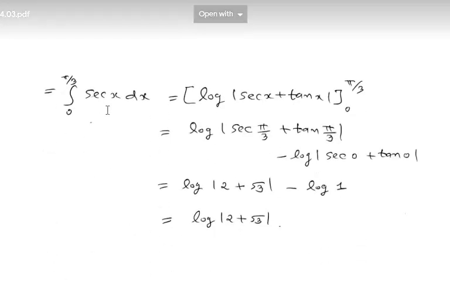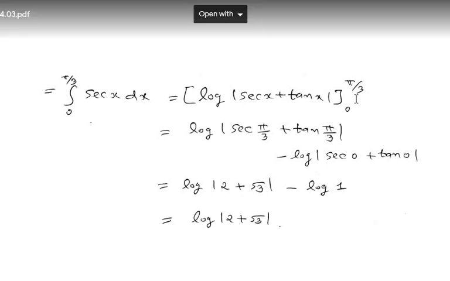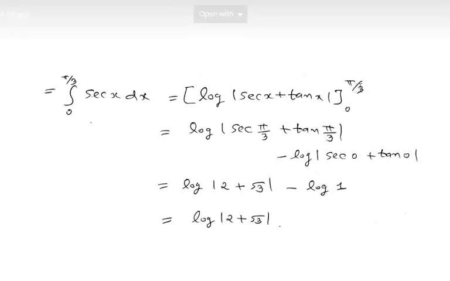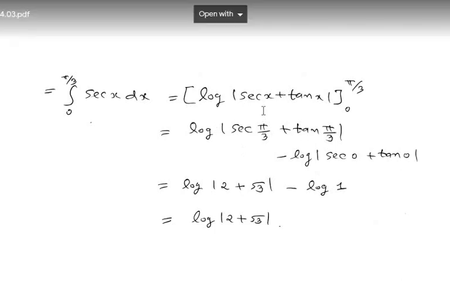Now integration of sec x, we have a formula for that: log of mod of sec x plus tan x, and the limit is from 0 to pi by 3. First of all put the upper limit, that is pi by 3, and then the lower limit, that is 0. So it will become logarithm of modulus of sec pi by 3 plus tan pi by 3 minus log modulus of sec 0 plus tan 0.